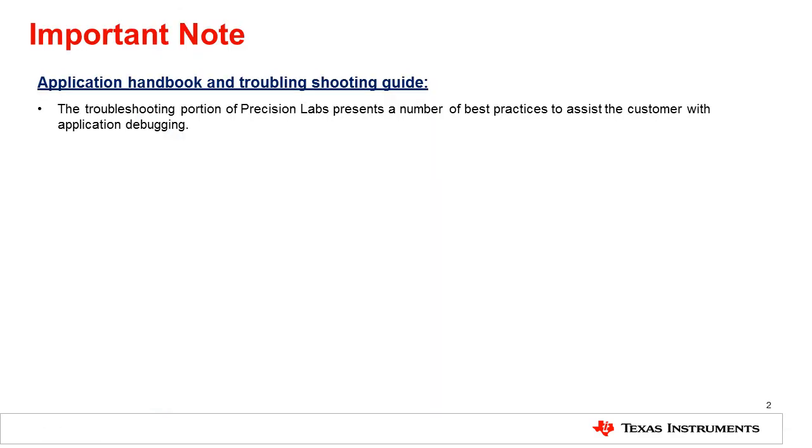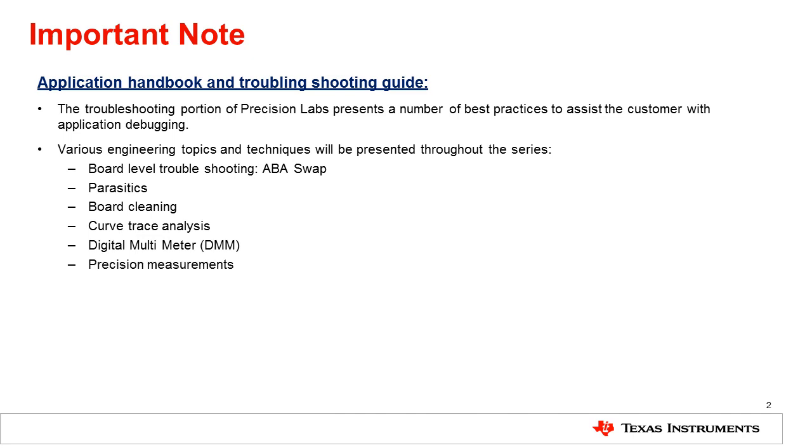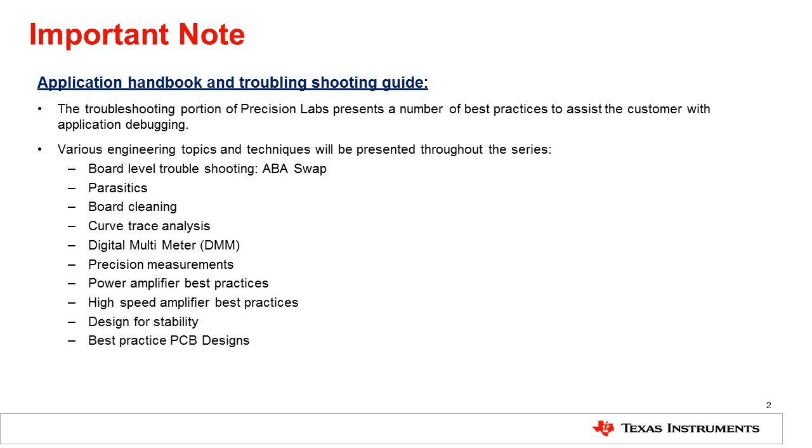As discussed, the Application Handbook is a section of TI Precision Labs dedicated to troubleshooting and debugging. Various engineering checks will be presented, including the following topics but not limited to the ABA swap, PCB parasitics, PCB cleanliness, curve trace analysis, digital multimeter use, precision measurement techniques, power amplifiers and high-speed amplifier best practices, stability, and PCB design best practices. The examples presented can be applied to applications containing integrated circuits of varying complexities.